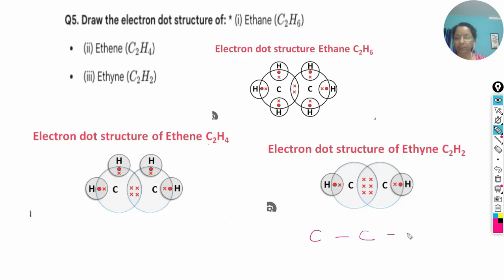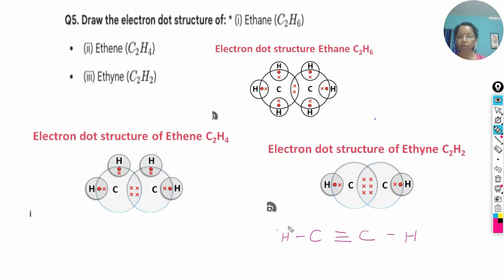Then there is hydrogen. That also should be bonded. Isn't it like this? Now check whether the carbon is having four bonds around. No. For this carbon only two bonds. This carbon also only two bonds. So it has to be completed by extra bonds here. Then we got the bond line structure.